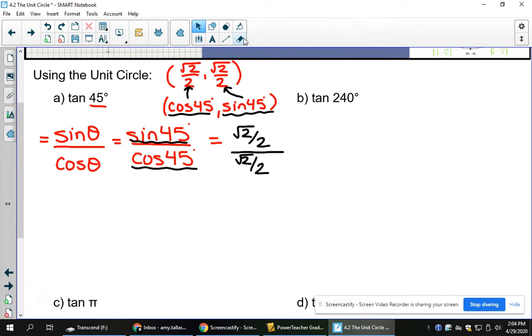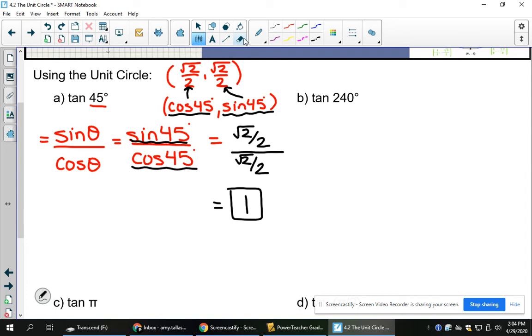And when you take two things in math and divide exactly the same thing, what number do you get? Big ol' 1. So try it. Put tan 45 in your calculator. You should get the number 1.